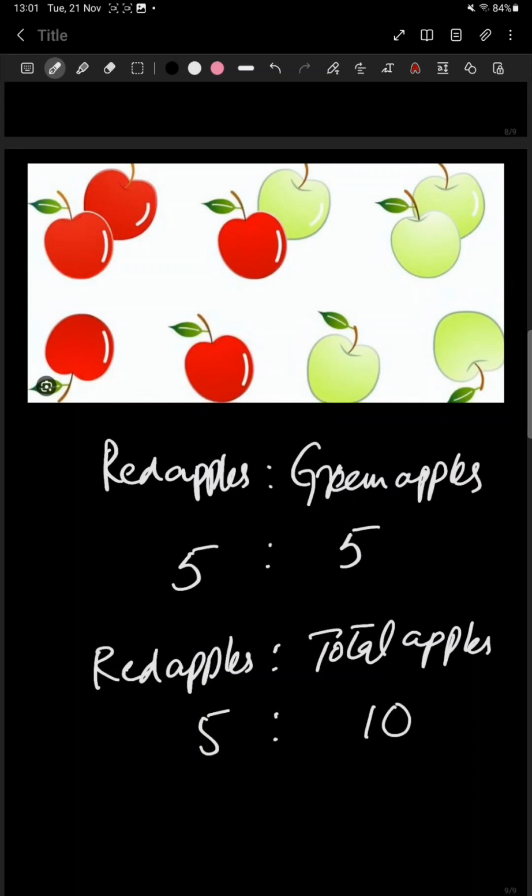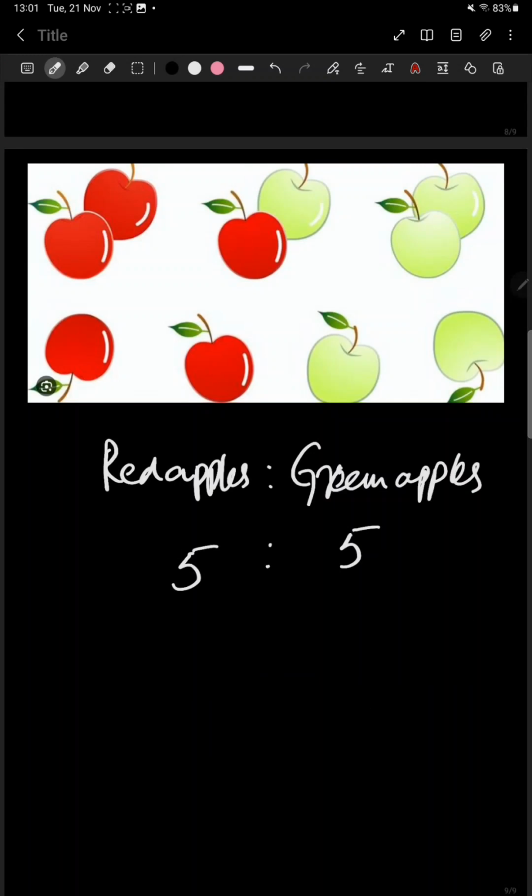Now one important thing: how to simplify the ratios. Here, students, if we see, red apples are 5 and green apples are also 5. So if I make it double, like I say that the green apples will be 10, how many red apples will there be? Obviously this will also be 10. So if I make one side double, I will make the other side double also. This is called the ratio. In a ratio, both quantities increase or decrease in the same way.